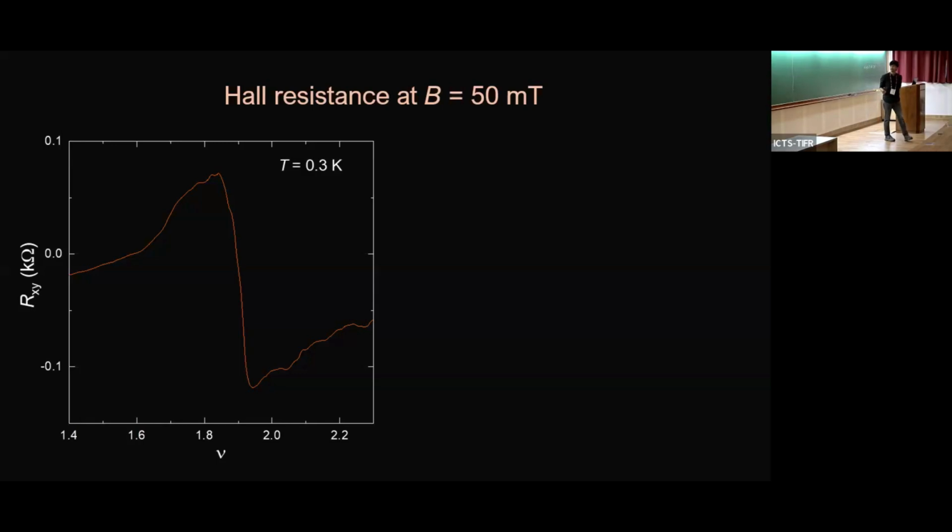And we see Hall resistance something like this. So there are a couple of sign changes which I'm going to focus on later in my talk. And now if we change the direction of density sweep, we see a hysteresis. So is this a signature of ferromagnetism?